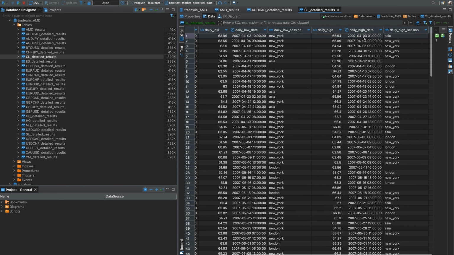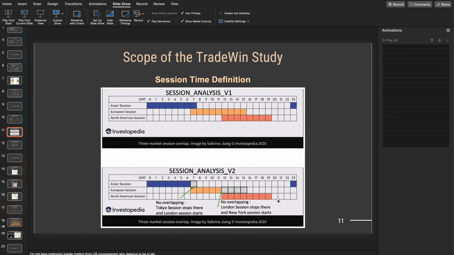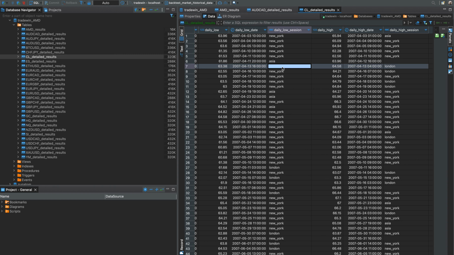When you don't have anything in the square, that means that the high or the low has been made between 16 in the afternoon and 19, between 16 and 19. And if you recall my session definition, I'm going back to it. You witness that we have no session here for 3 hours. But this doesn't happen often, so it doesn't impact the overall statistics.